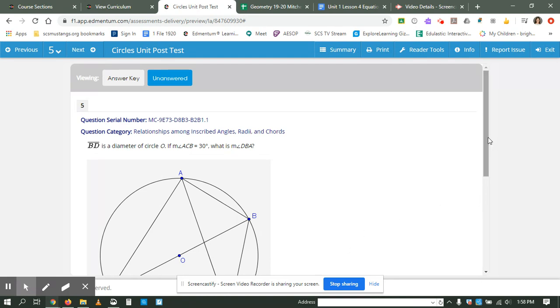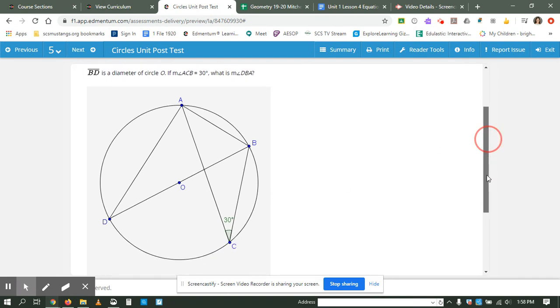Taking a look at number 5, it tells us that BD is the diameter of our circle, and that if AC is 30, what is the measure of angle DBA? So with this one, we know this one is 30. What we want to solve for is the measure of angle DBA.